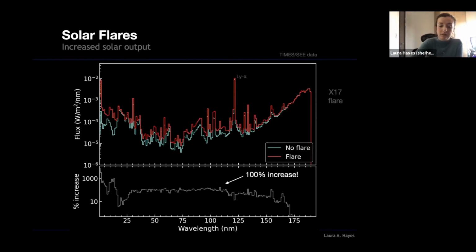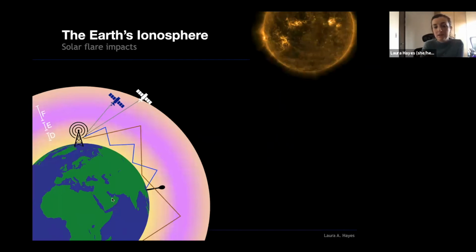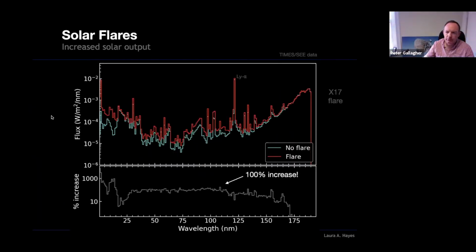And again, why this is important is if we go back to this image and— Sorry, Laura. Yeah. Can I ask you a question? Yeah. Peter, I think you're muted. Sorry, I did that to myself just as I started talking. The bottom plot there, that's the ratio of the red plot of the flaring to the non-flaring.